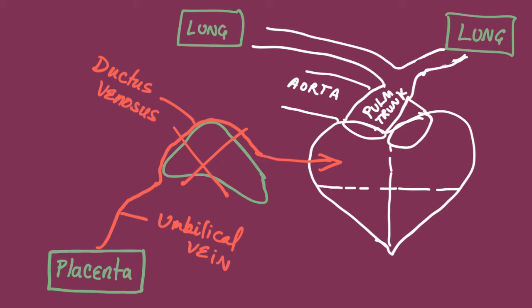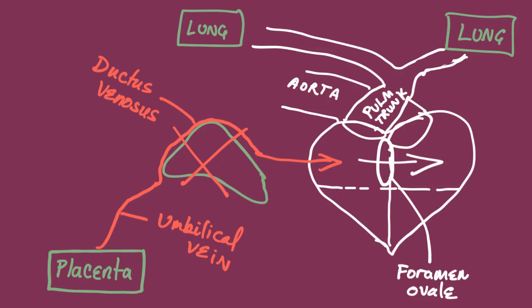The second major difference is that in the fetus, there is a hole between the right atrium and the left atrium. And this hole is called foramen ovale. It's an oval hole. And this closes soon after birth. So the blood continues to move from here to here into the left atrium. And from there it gets pumped into the aorta and everywhere else.